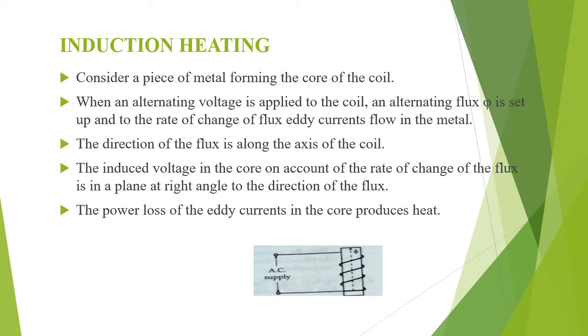When alternating voltage is applied to the coil, there will be alternating flux set up, and there will be eddy currents flowing in the metal, proportional to the rate of change of flux. The direction of the flux is along the axis of the coil. There will be an induced voltage in the core due to the rate of change of flux. This is at right angle to the direction of the flux. The heating, or the production of heat, is due to the power loss due to the eddy currents. Also, there will be hysteresis loss in case of magnetic materials, but this will be ignored.